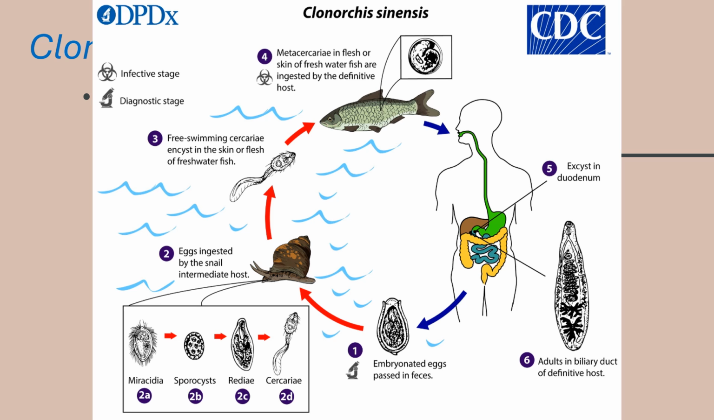Then the cercaria will move outside of the snail and swim freely in water, and then it will find your freshwater fish. It will penetrate the freshwater fish, and then the cercaria will encyst in the tissues of your freshwater fish. And yes, the freshwater fish is eaten by humans. It is eaten raw, undercooked, pickled, or salted or smoked fish.